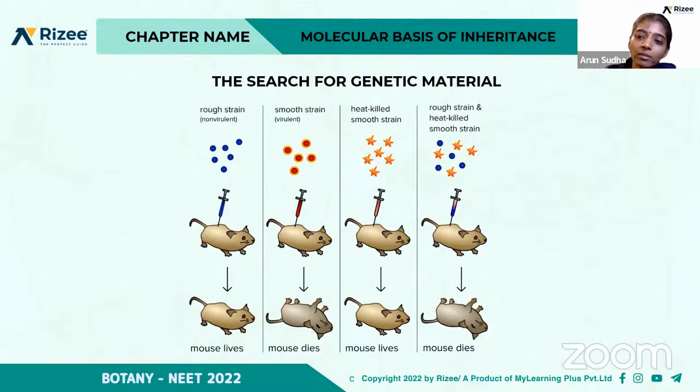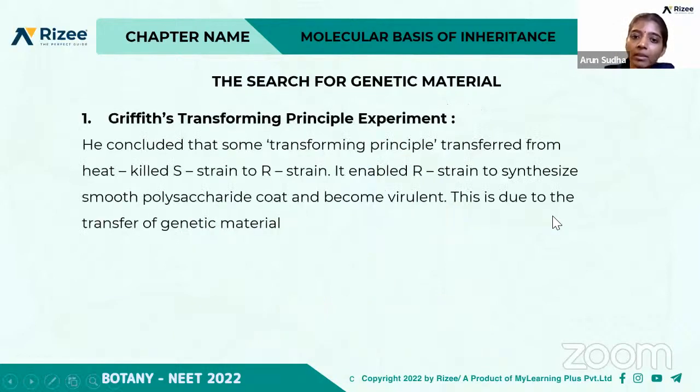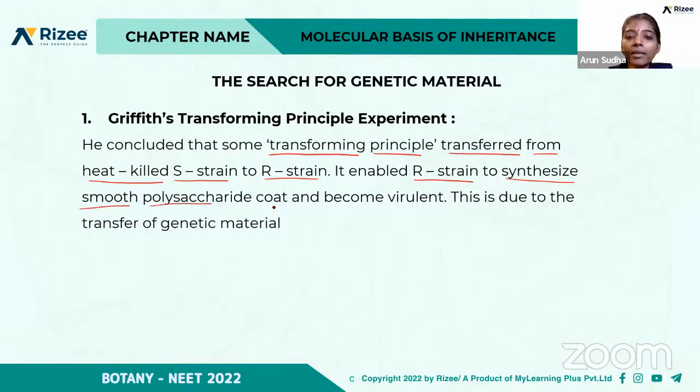So what is the conclusion? He concluded that some transforming principle, that is some factor, is transferred from heat-killed S strain to R strain. So something is transferred from S strain to R strain. This enabled the R strain to synthesize the smooth polysaccharide coat outside, right? So this transformation enabled the R strain to synthesize the smooth polysaccharide coat and become virulent. So it is responsible for the virulent nature. So it is due to the transfer of genetic material.